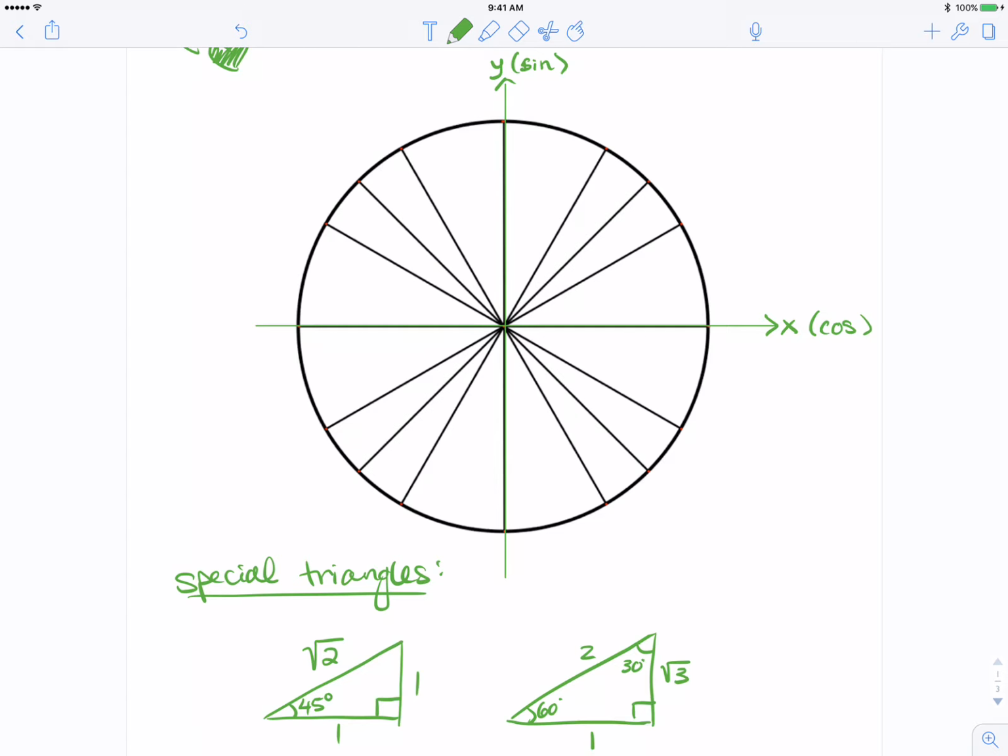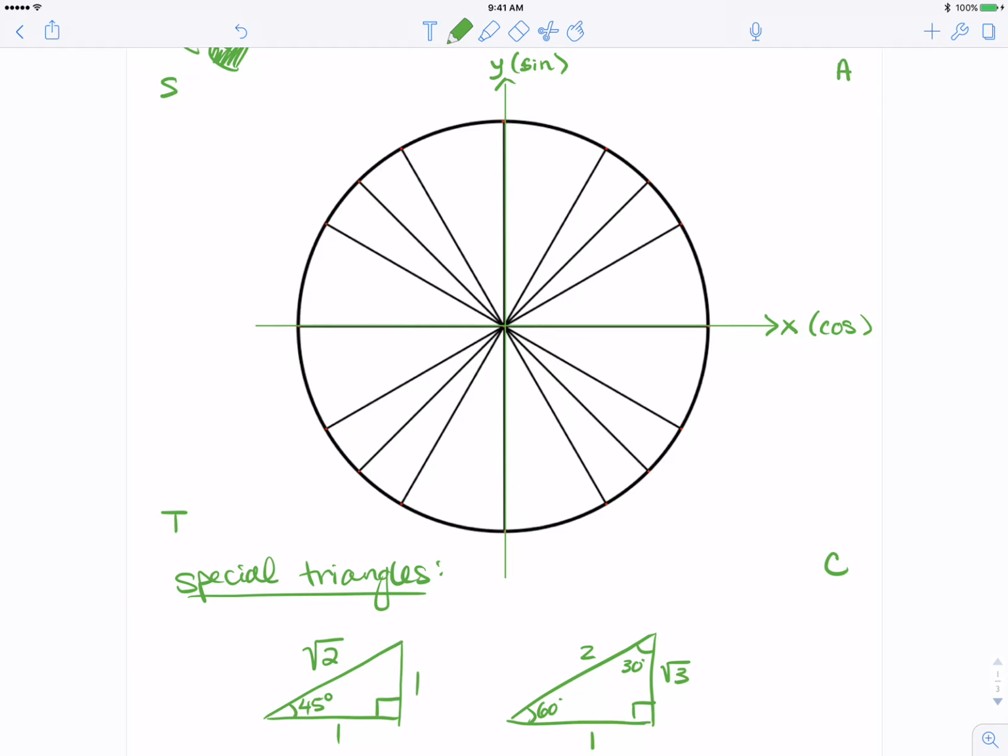Now one thing I want you to notice, remember our CAST rule from the other day. So C, A, S, T, which told us which functions were positive. So in the fourth quadrant where the C is, cosine is positive. The first quadrant, A, everything is positive. Sine is also positive in the second quadrant, and tangent is positive in the third quadrant.